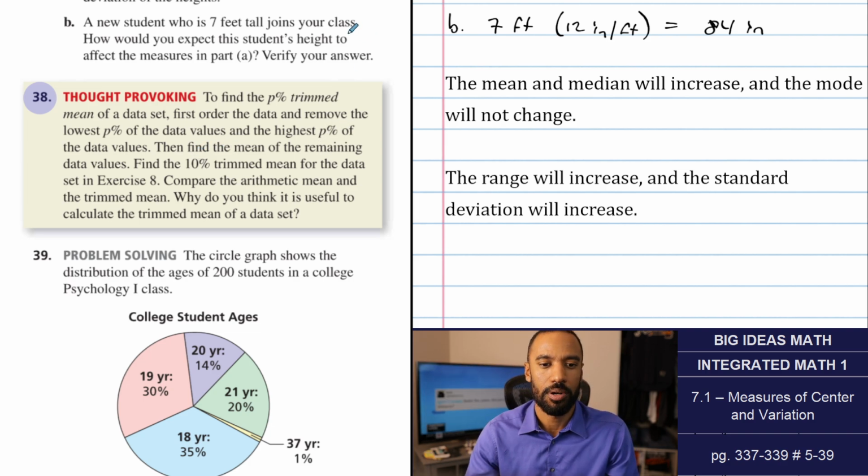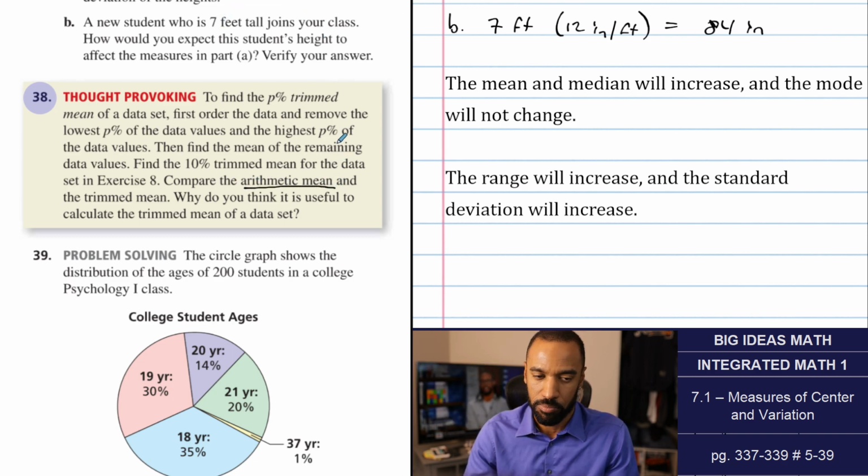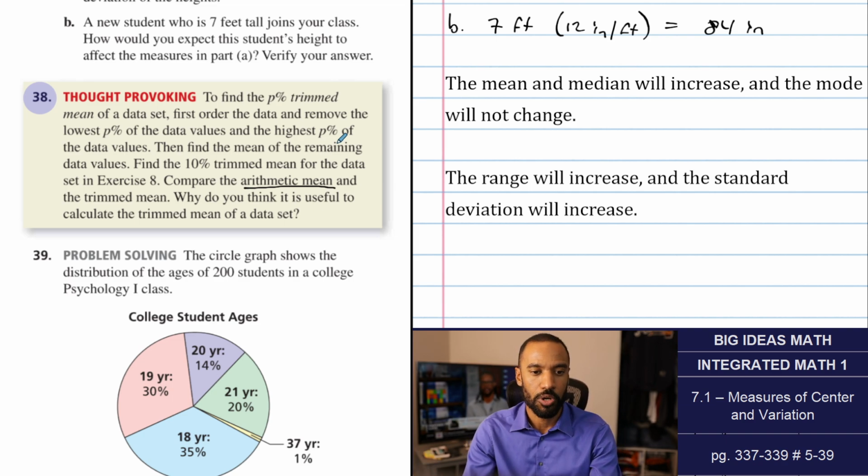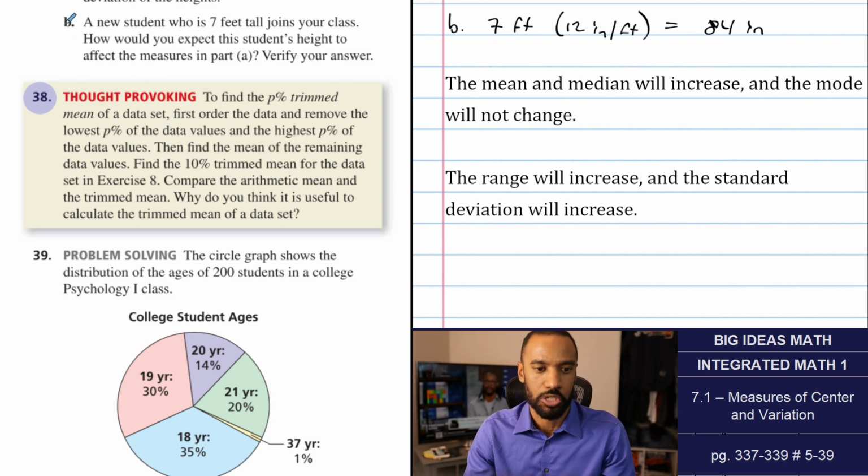Find the 10% trimmed mean for the data set in exercise 8. Compare the arithmetic mean and the trim mean. Arithmetic mean means averaging them together from the original. And the trim mean, why do you think it's useful to calculate the trim mean of a data set?